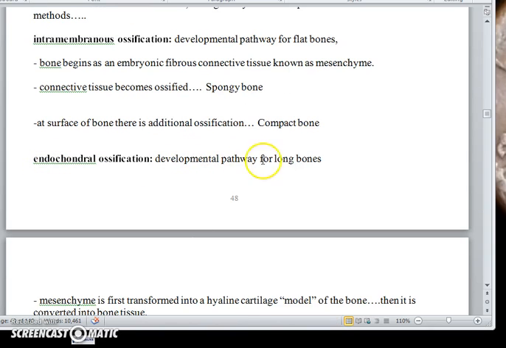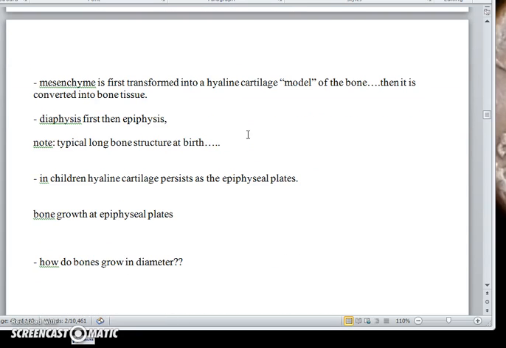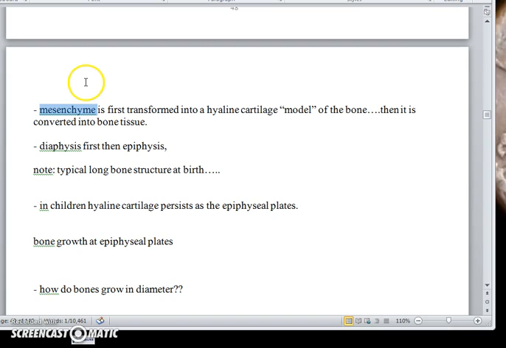Endochondral ossification, developmental pathway for long bones. So this is the stuff we're going to have on bone test 2. The appendicular skeleton, arms and leg bones, stuff like that. I don't think it's anything you have to write right there, so just go to the next page. All right, so when you make these long bones, you still start with mesenchyme, but there's a middleman between mesenchyme and bone. The first thing you do is convert it into a hyaline cartilage model of the bone, and then you convert that over into bone tissue.